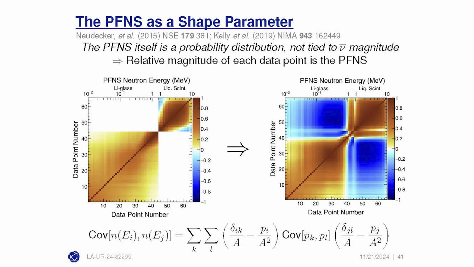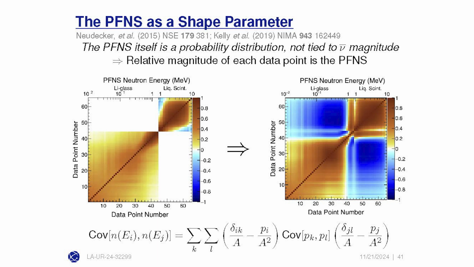Okay, and I want to mention one thing. I'm not going to spend too much time on this because I think I spent a lot of time on the other slides, but we'll talk more about covariances tomorrow. But this gets back to what the meaning of the PFNS actually is. The PFNS itself is a shape. It's a probability distribution. And so when you want to understand what the PFNS means, really the y-axis doesn't matter. What matters is the ratio of the different points.